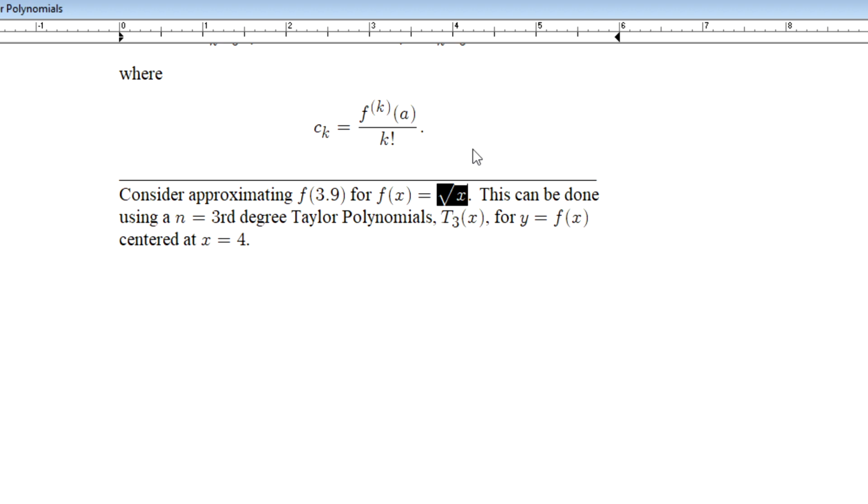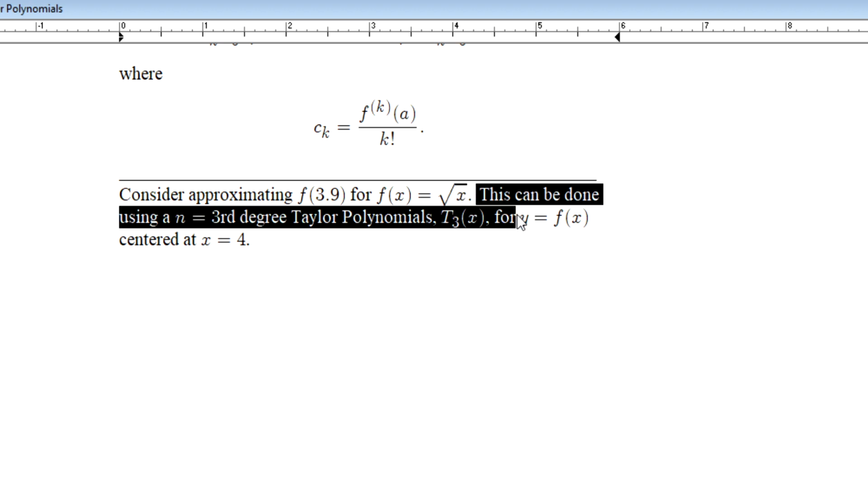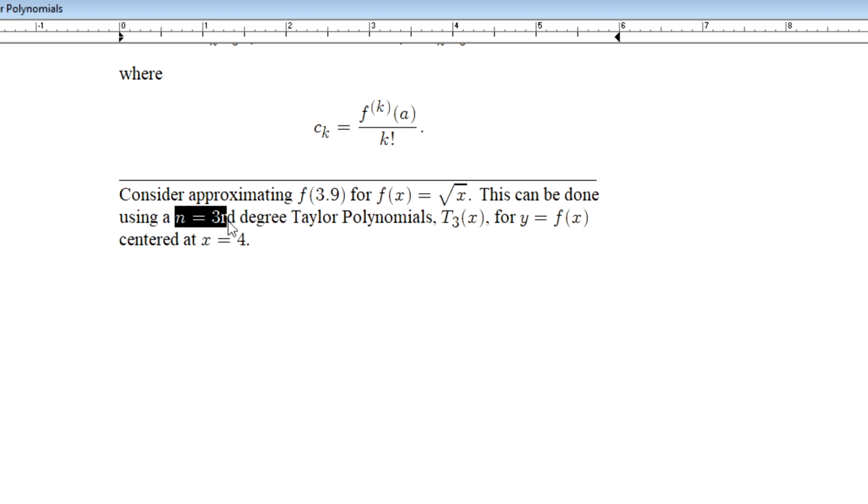All right? And what we might do is, let's consider doing this. This can be done using an n equal to third degree Taylor polynomial. All right? Again, that's going to be denoted as t sub 3 of x for our function y equals f of x equal to the square root of x, right, centered at this value of x equal to 4.